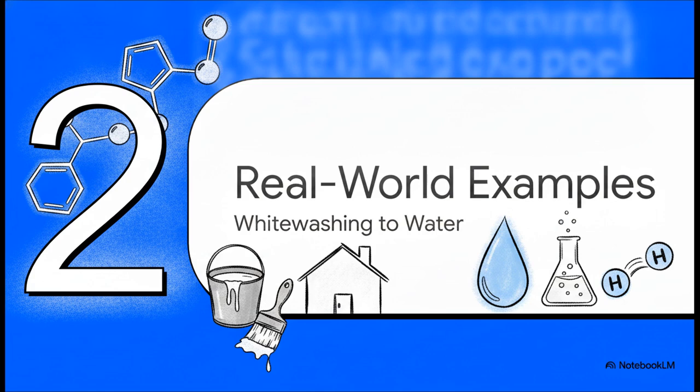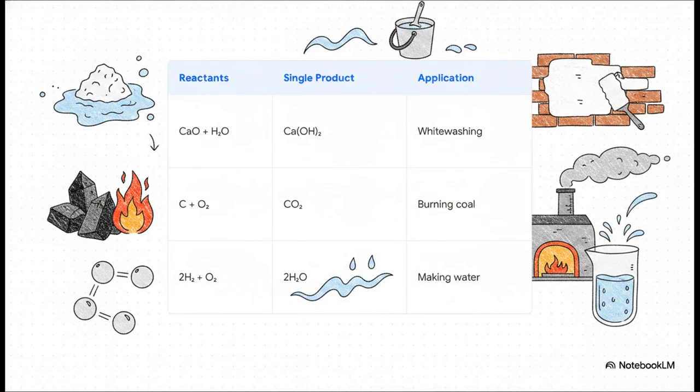Moving right along to Section 2, real-world chemical examples, from whitewashing to water. Now that we've got that abstract rule locked in our minds, let's bring it into the real world and see how this simple equation applies to everyday stuff happening all around us. Looking at our first row, we have solid calcium oxide, that's CaO, plus liquid water, H2O. These combine to form Ca(OH)2, which is an aqueous solution of slaked lime. In practical, everyday terms, that is the exact chemical process used for whitewashing walls.